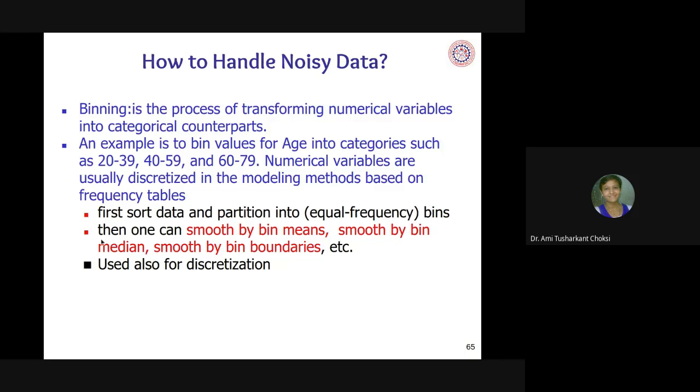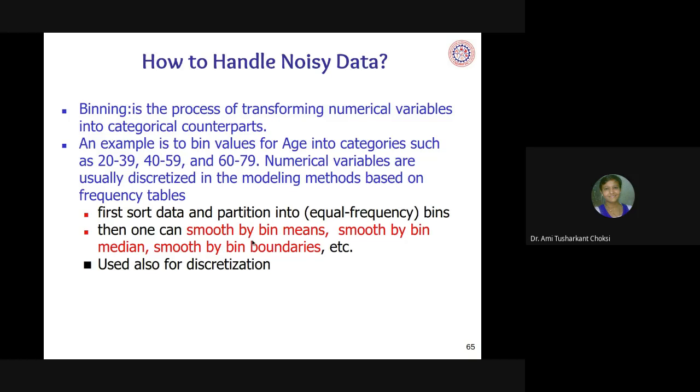First of all, we have to sort the data. Then we have to partition it into equal frequency bins. That means the numbers we put inside one bin, or you can say bucket, will be such that the count is the same for all the bins. That is called equal frequency bins.